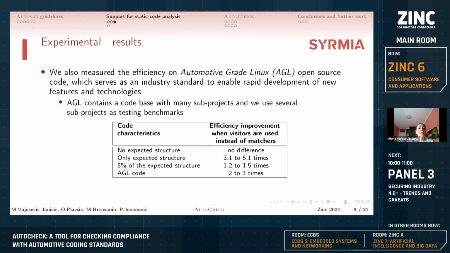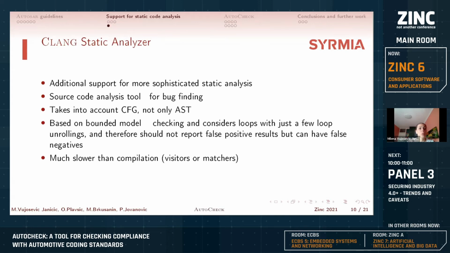On the next slide, apart from these two interfaces, you can see that there is additional support for more sophisticated static analysis within Clang, and we also used this support because it takes into account the control flow graph and not only the abstract syntax tree, which is important in case of checking some runtime features. And this is unfortunately much slower than compilation.